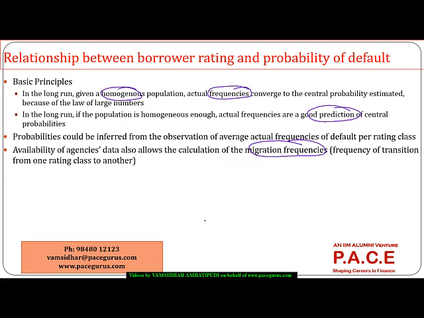So that's how, based on the rating that is assigned, the category would be treated as a homogeneous category, and depending on the actual frequency of the firms that have defaulted from that category, the frequency of default would be computed. Along with that, we will also check the proportion of firms that have migrated from one rating category to another within a particular period. So that is how the rating migration matrix is typically computed for us.